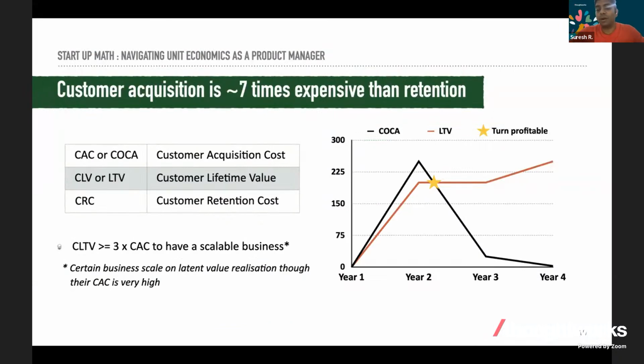So this is what we saw, right? In this case, we are saying that in year 2, my customer acquisition cost is going to dip further below my revenue. So I'm going to turn profitable at some point in year 2, right?